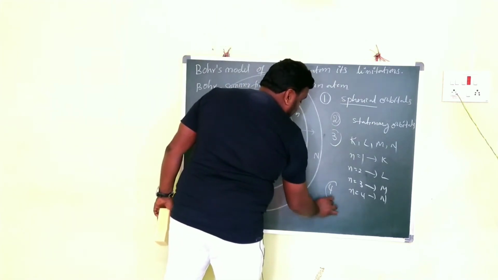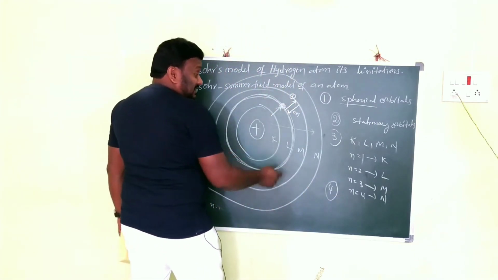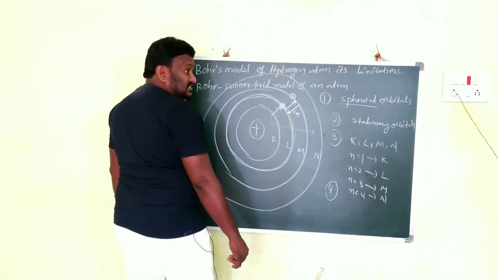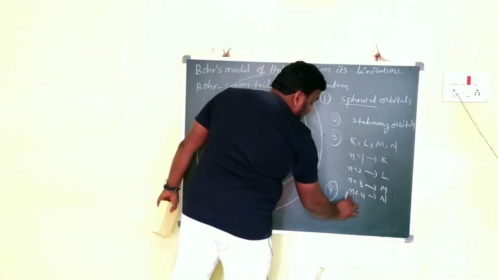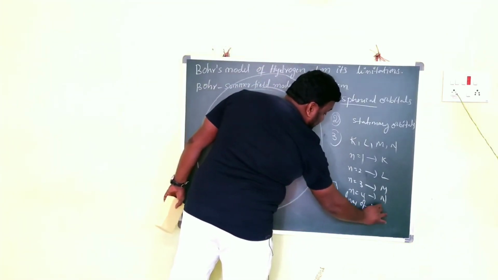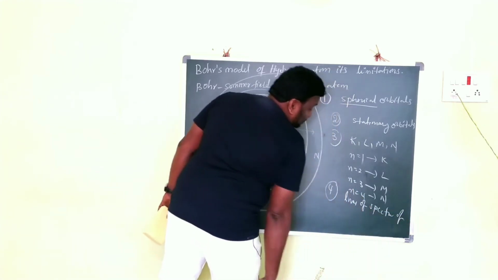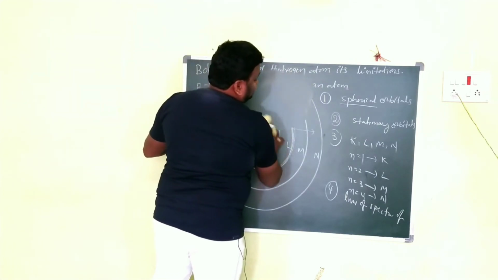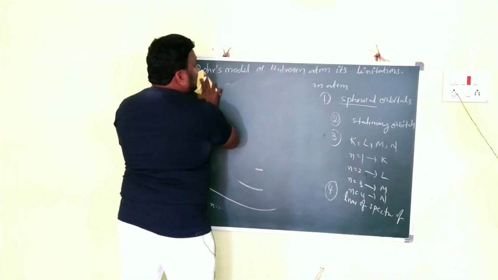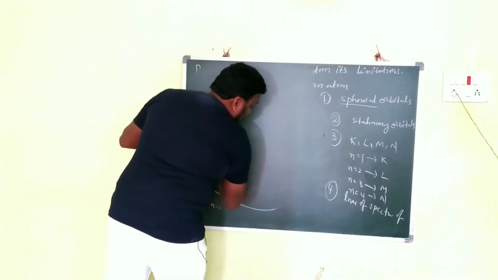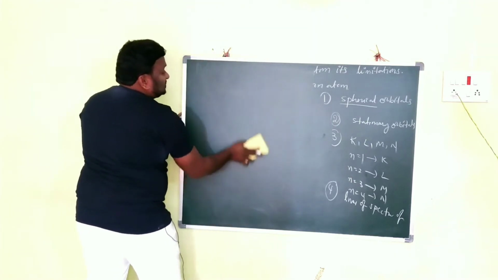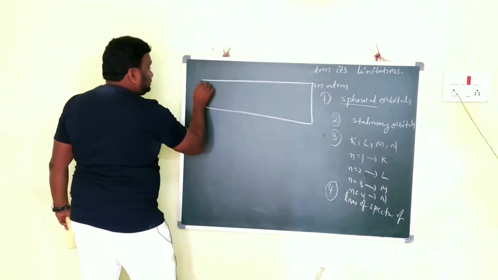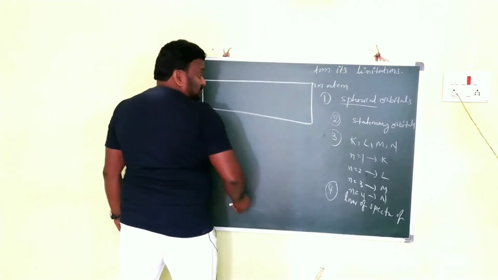And the fourth one, children: Bohr's atomic model successfully explains the lines of the spectrum of hydrogen. Clear children? In our textbook it is clearly mentioned that the hydrogen spectrum consists of line spectra. So children, this is the one. The hydrogen spectrum looks like this.